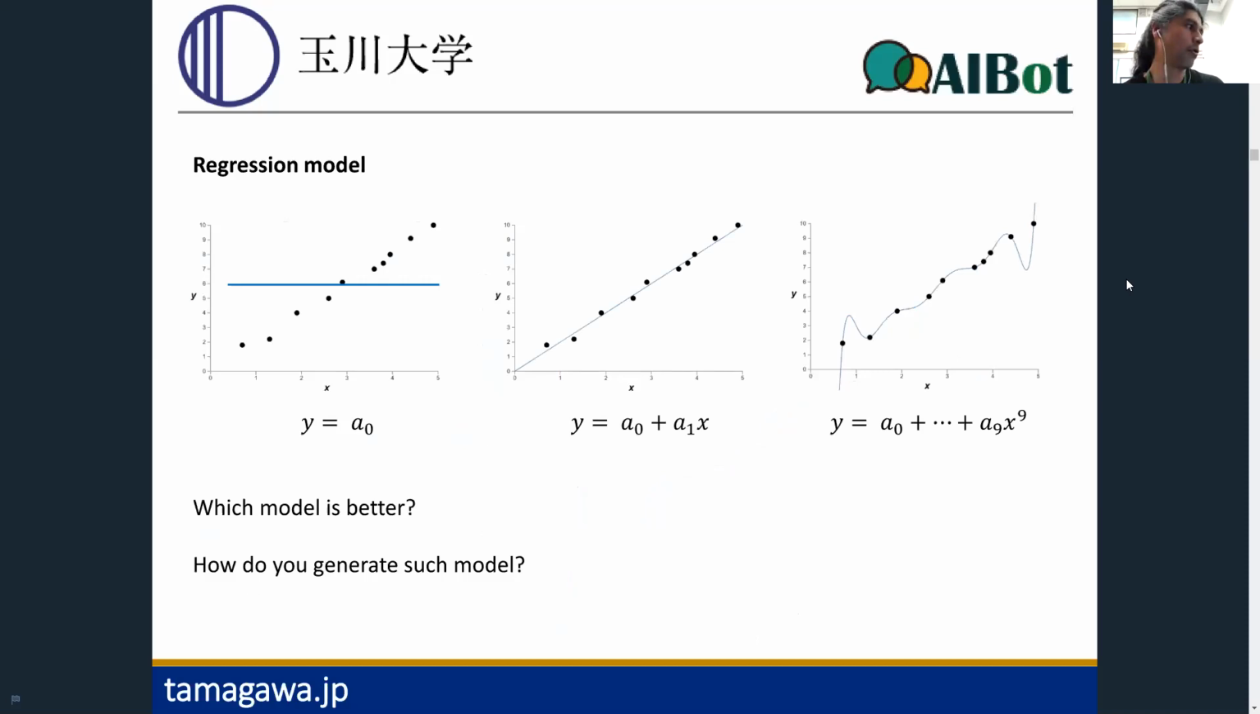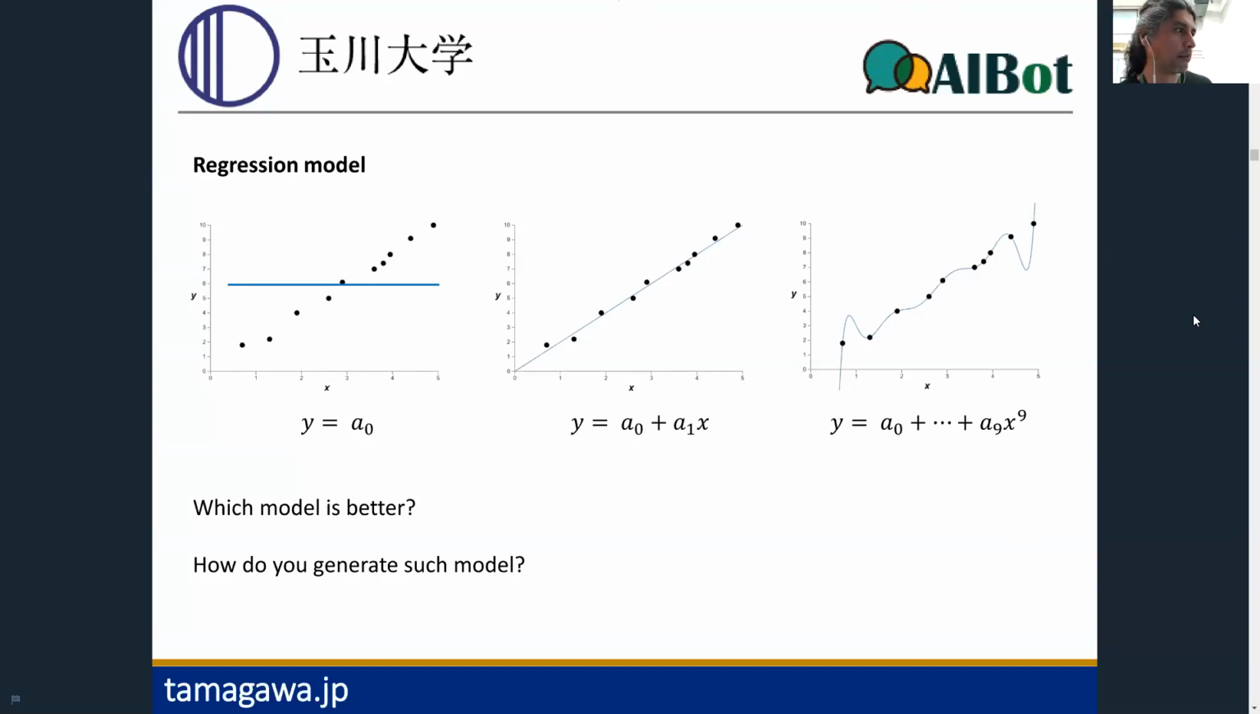So which model is better? How do you generate such a model? Those questions we aim to solve in the next slide. So I want you to keep this idea of a regression model. We can have a regression model with a constant value, with a linear value, or with an exponential value. And depending on the variables, the complexity of the model is going to increase. But please keep this in mind.